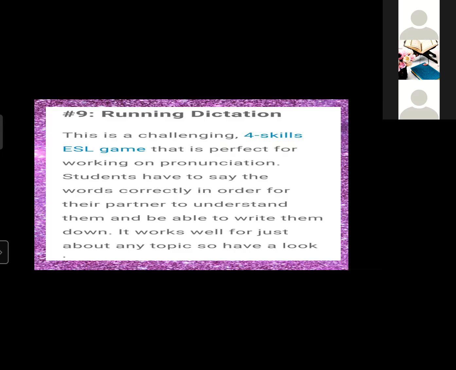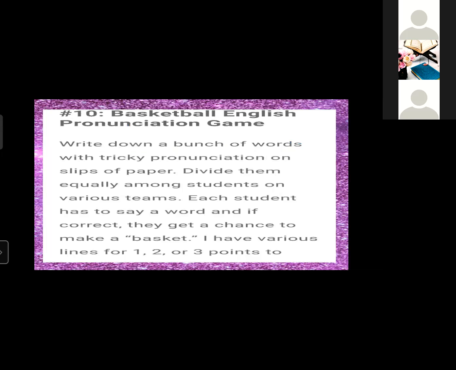Got it? And here it says this is a challenging 4 skills ESL game because the children listen, they say the word, they write the word on the board, and after writing they read the word aloud as a kind of an advanced activity. Okay, so they practice the 4 language skills.